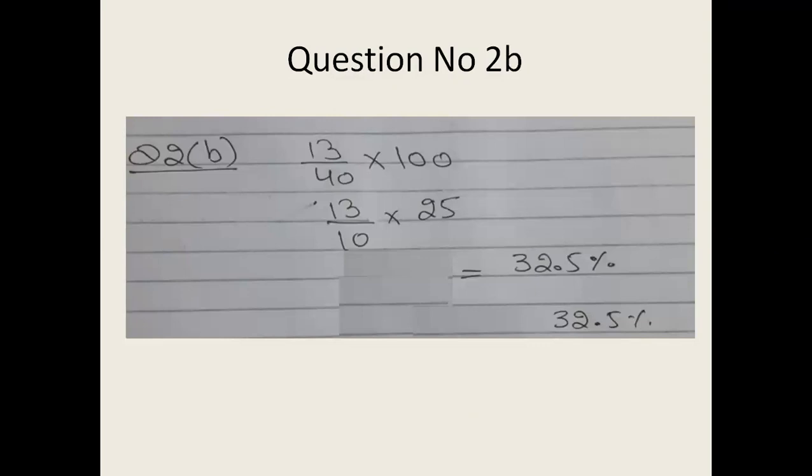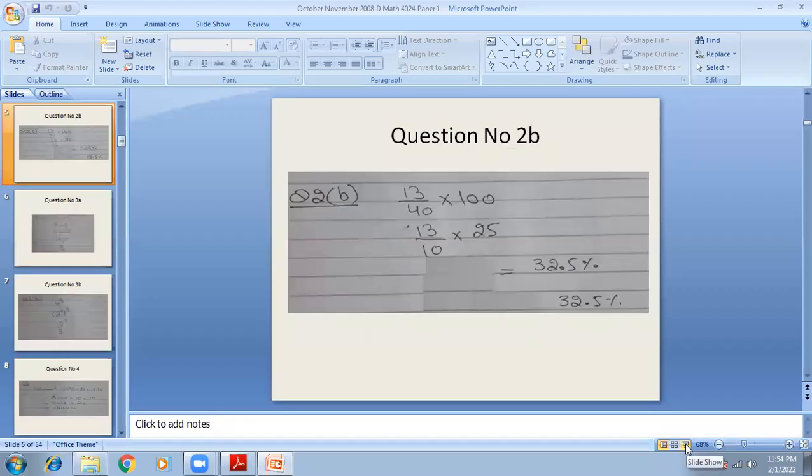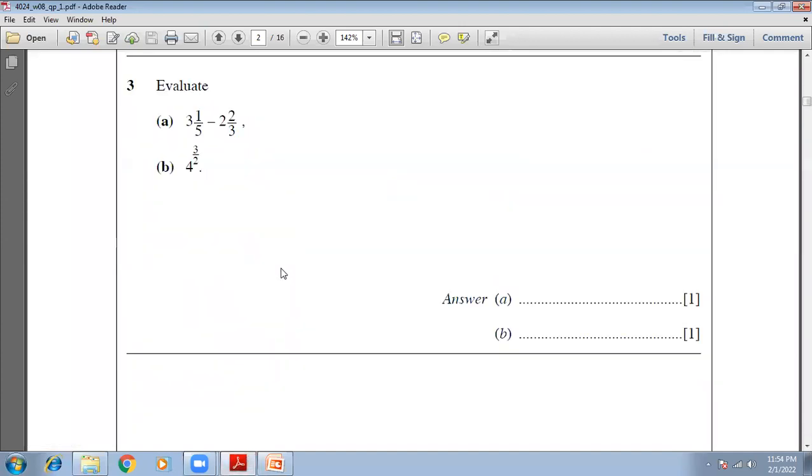Question number 2B part, here we have 13 by 40, and you will multiply it with 100. So you will have, I have cancelled it with the table of the 4. So you will have 10 by 10 and 25 upstairs. So it will be 13 by 10 multiply 25. So 13 multiplied 25, that will be 325, and divided by 10. So the final answer will be 32.5%. So this is how you do this. 32.5% is the answer.